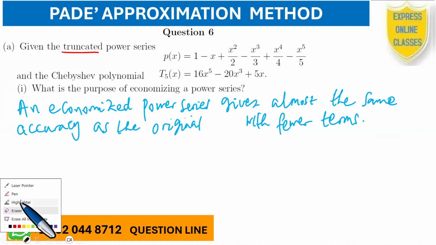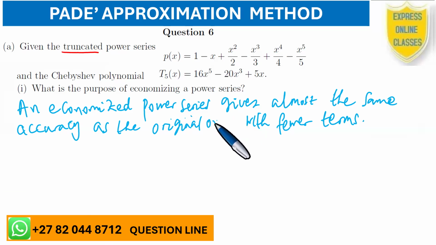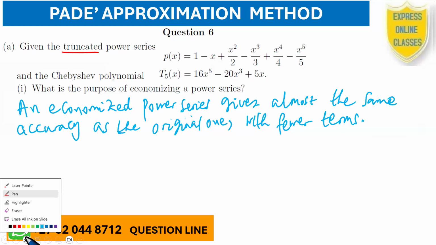As the original one with fewer terms, the economized one has fewer terms, and therefore it is able to simplify computations for us because we're dealing with fewer terms. Second Roman figure.